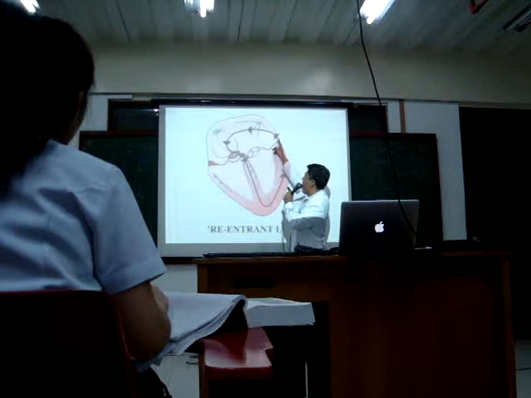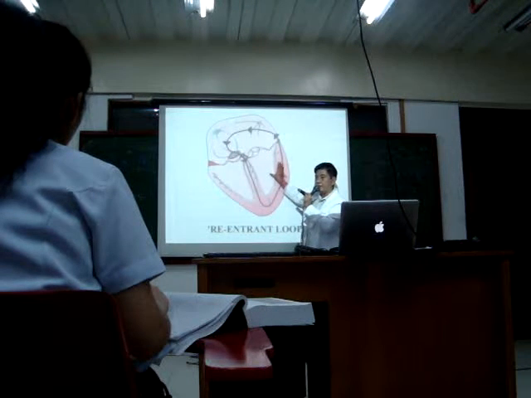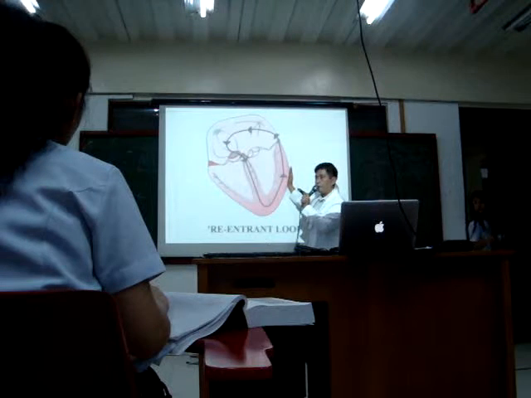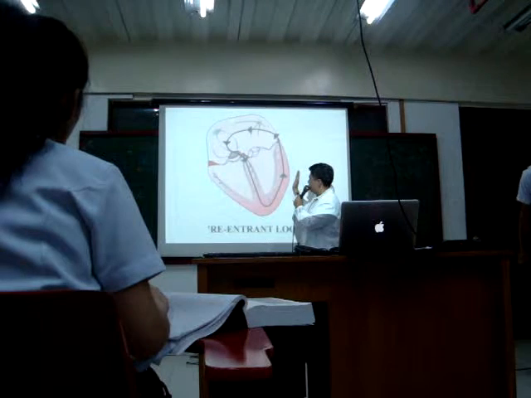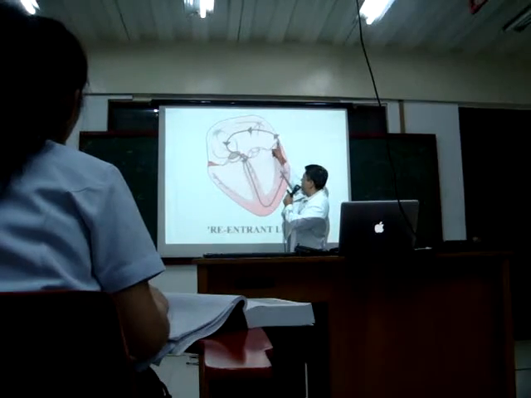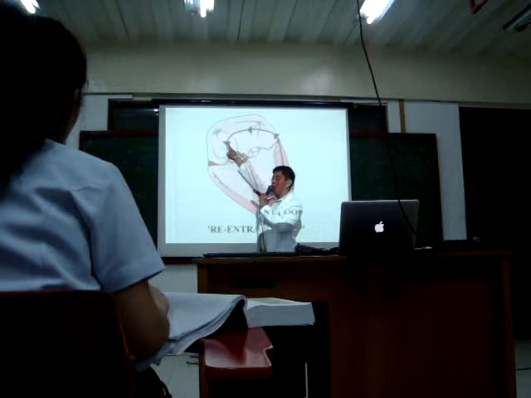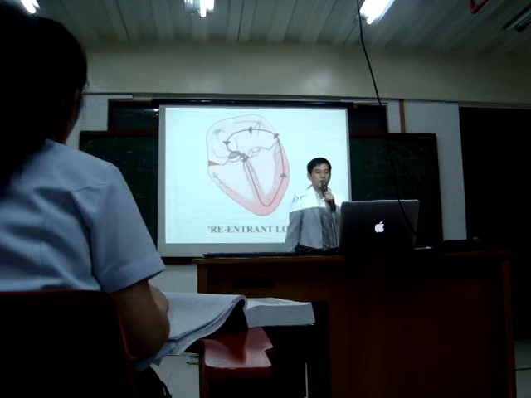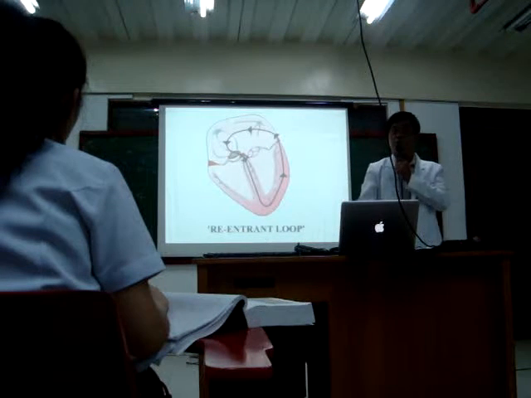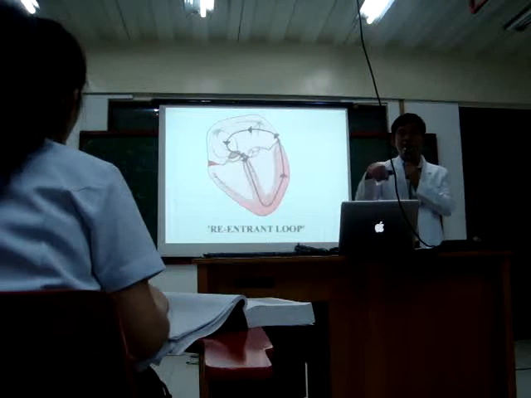Now, in this case, remember, if this is normal, what will happen? The signal gets blocked, and then what happens to the tissue? It will start to repolarize, right? So the ventricles will start to fill. Now, in the case of AVRT, so what happens here? After this, instead of the signal stopping there, the signal proceeds back into the atria, goes back into the AV node, and goes around and around and around. That's what you call a reentrant loop.